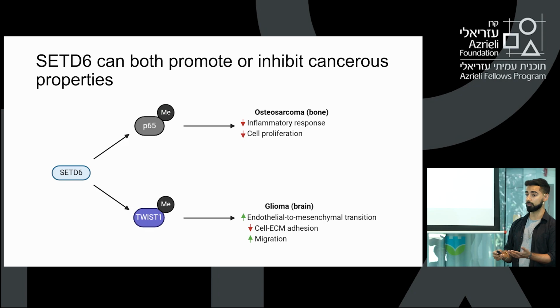But we can also have the opposite case, for example, where SETD6 can modify a protein called twist, and this can enhance the cancerous features of glioma, which is cancer of the brain.